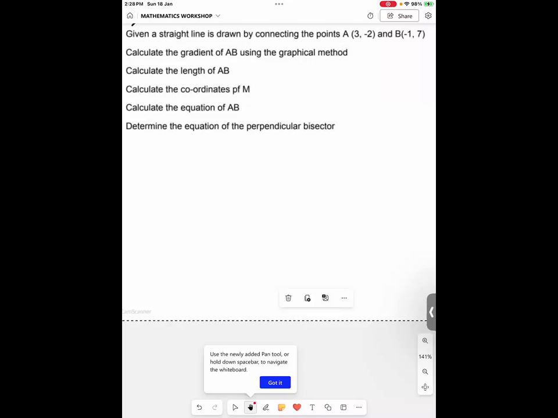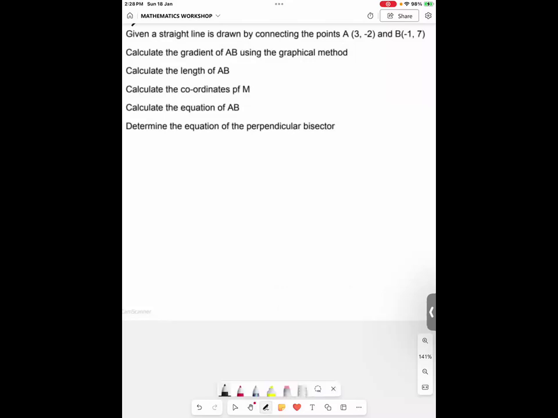But I'm going to run through these questions for you. Okay? All right, so first question says here, given a straight line is drawn by connecting the points A, 3, -2, and B, -1, 7, you are to calculate the gradient of AB using the graphical method.